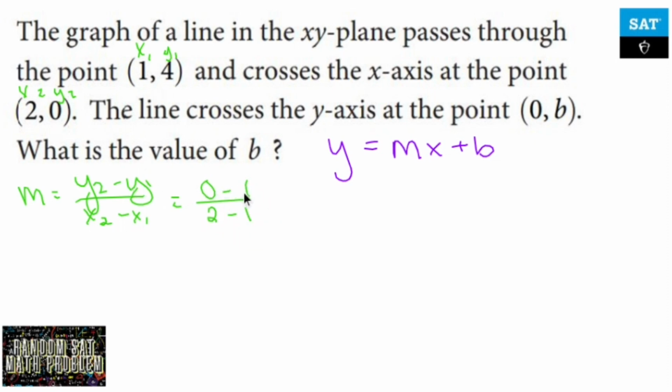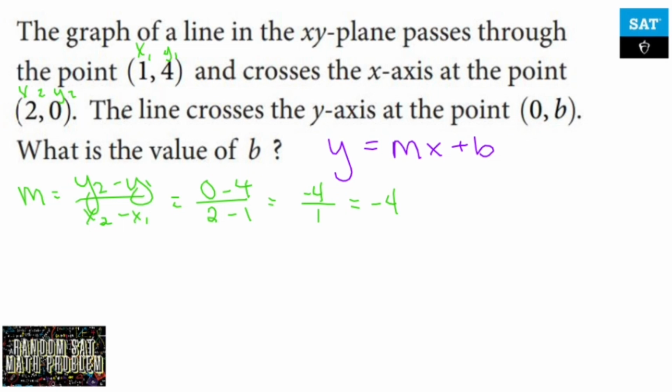I did something wrong. y sub 1 is 4. Yeah, I knew that wasn't looking right. y sub 1 is 4, so I backed it up. Didn't make a mistake. Almost did, though. 0 minus 4 is negative 4. 2 minus 1 is regular 1. And so my slope is negative 4.